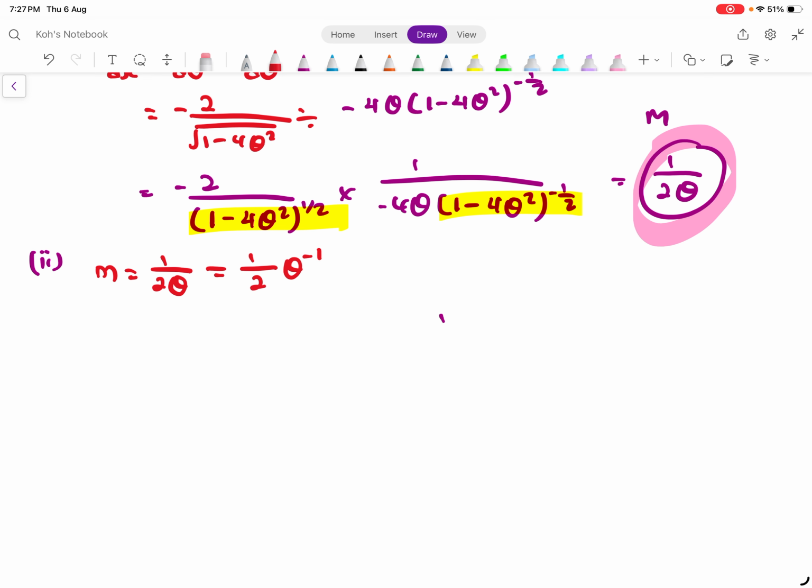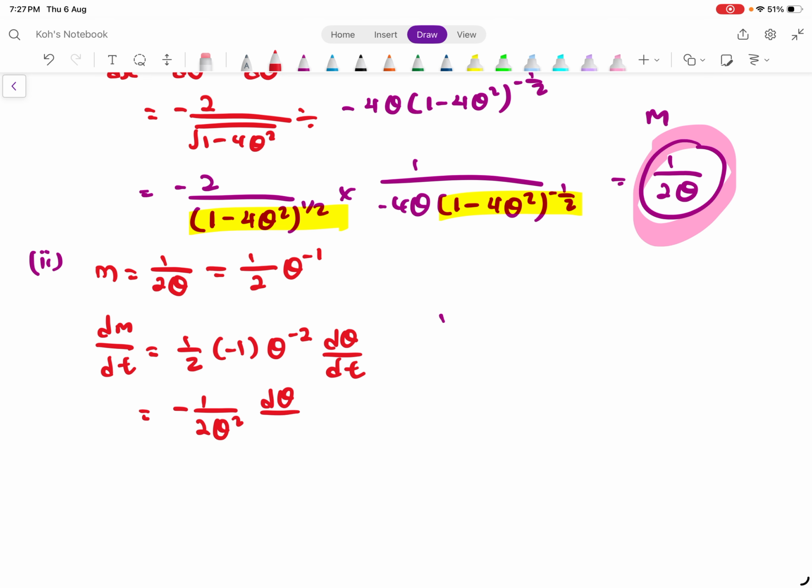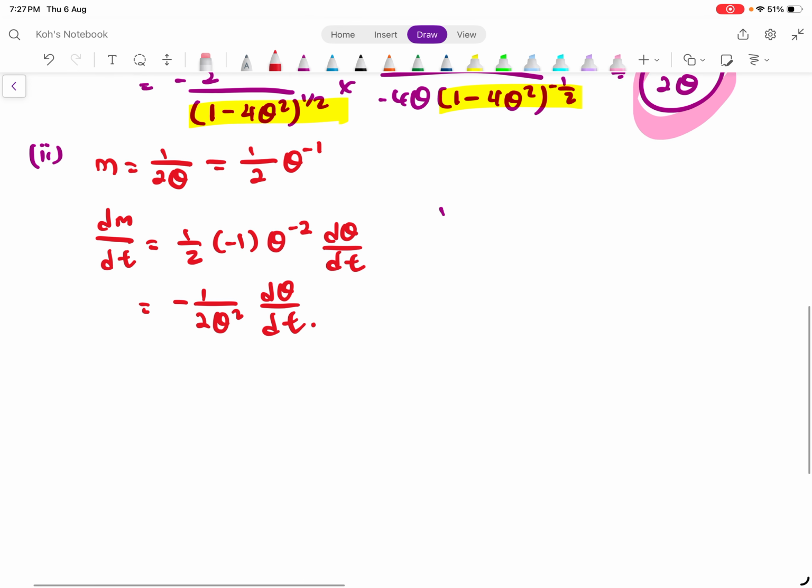With this, I simply do the implicit differentiation. dm/dt is equal to half, then powering down, power minus 1, so it's minus 2. But don't forget to put d theta/dt. So this will result in a form of minus half theta square, then d theta/dt. Then, because they give us one more piece of information, we go back to dy/dt, which they tell us is 0.25, meaning it's 1 quarter.